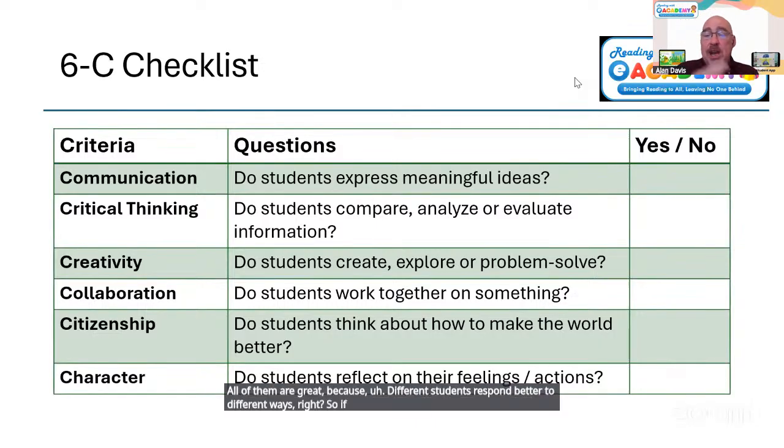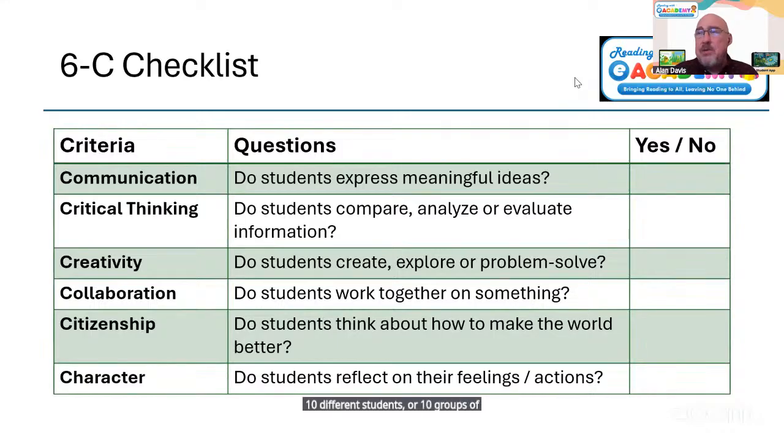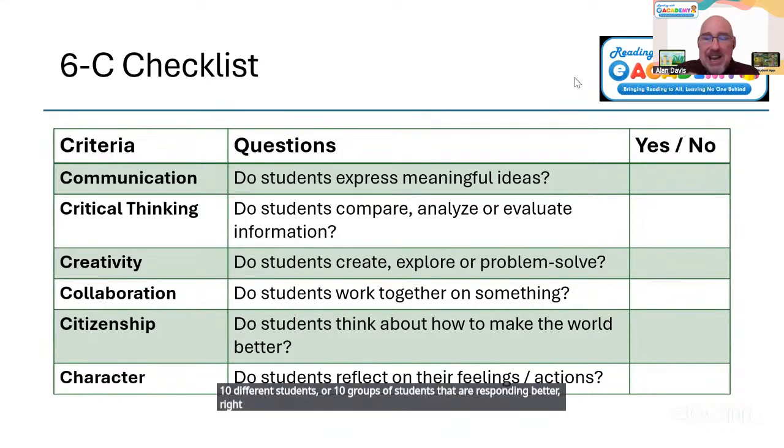So if you're doing the reading in 10 different ways, for example, you're getting 10 different students or 10 groups of students that are responding better, right? So mix it up, mix it up. Don't always do the same thing.